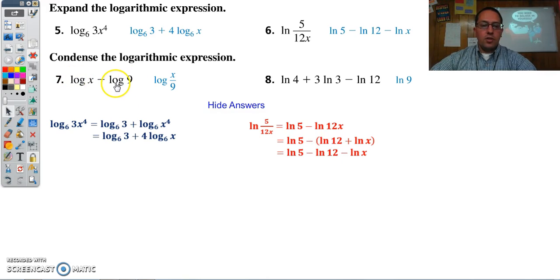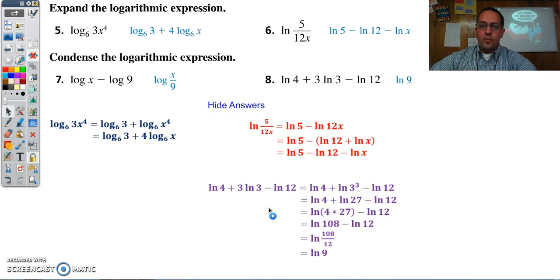Number 7, we're condensing. This one's pretty obvious. That's just the quotient property, so we just have x divided by 9. Number 8, a bit more complicated, so let's take a look at number 8. And I took this and simplified it step by step.